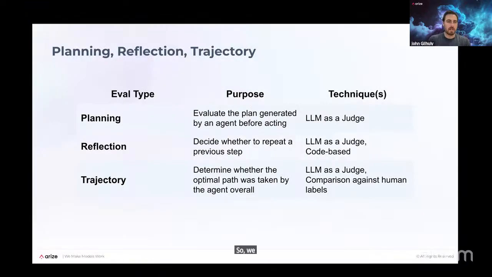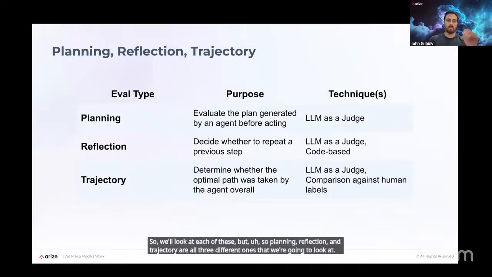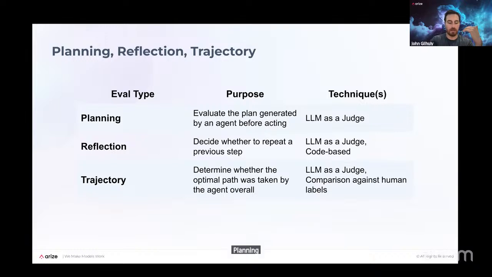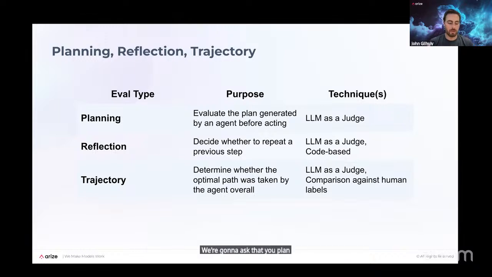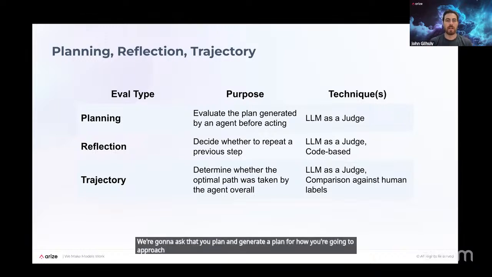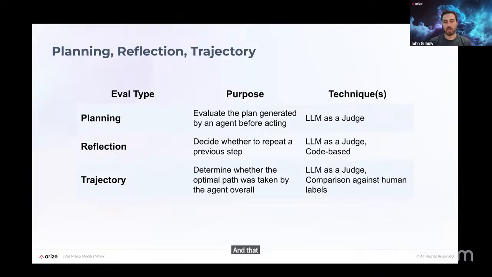So we'll look at each of these, but planning, reflection, and trajectory are all three different ones that we're going to look at. Planning typically involves, in some agents, an extra step before you actually go through and act where you'll ask the agent to plan out its path. And so you'll say, here are your available tools or your available skills, and here's the user input. We're going to ask that you generate a plan for how you're going to approach this problem. And that can be useful if you have a more complex issue that you need to decompose, or you need to create a plan for what the agent's being asked to do.